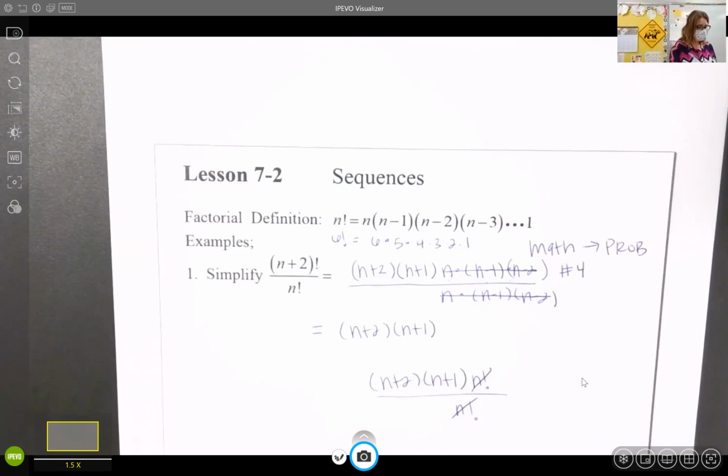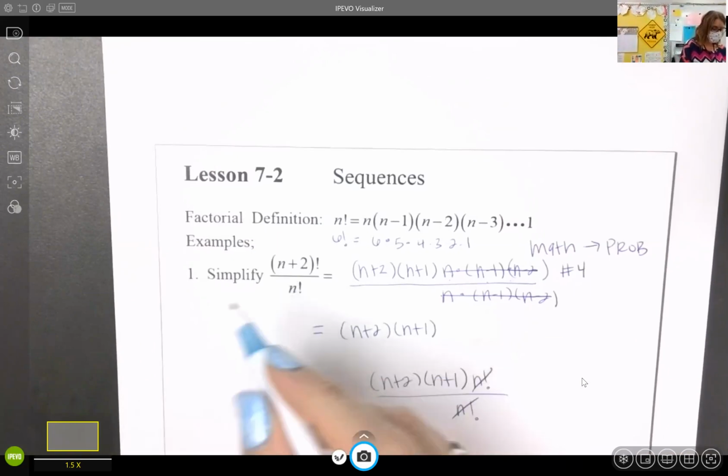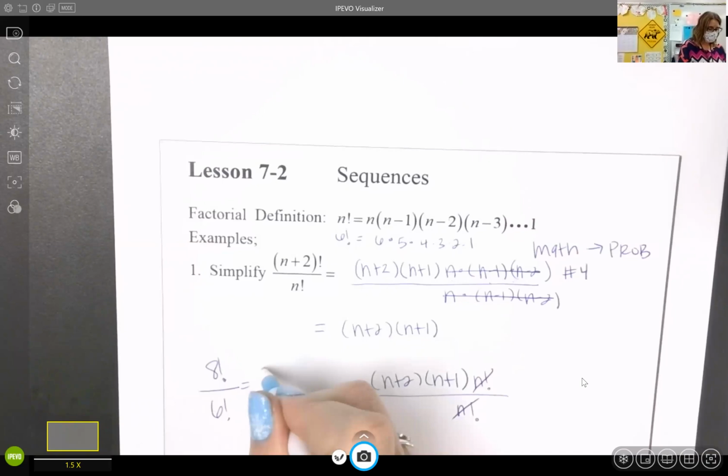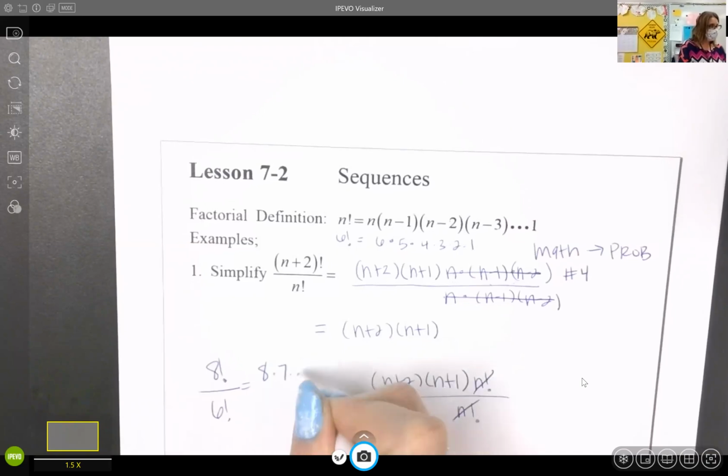Okay? This is what it would be the same as with numbers. So if I had n plus 2 factorial, this is like 8 factorial divided by 6 factorial, right? With numbers. So 8 factorial is 8 times 7, and then I could write times 6 factorial. And then the bottom is 6 factorial, and those will cross off.